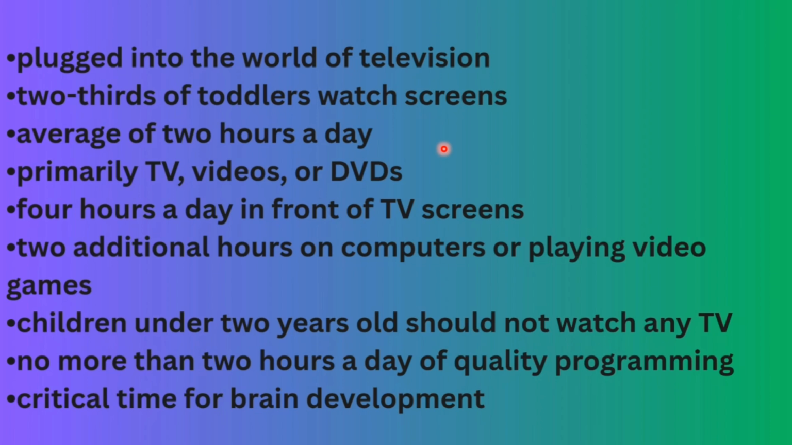You can see here on the screen, I have noted down the 8 to 9 key phrases after listening to the audio prompt. For example, plugged into the world of television, 2/3 of toddlers watch screens, average of 2 hours a day, primarily TV, videos or DVDs, 4 hours a day in front of TV screens, 2 additional hours on computers or playing video games. Children under 2 years old should not watch any TV. No more than 2 hours a day of quality programming. Critical time for brain development, etc.